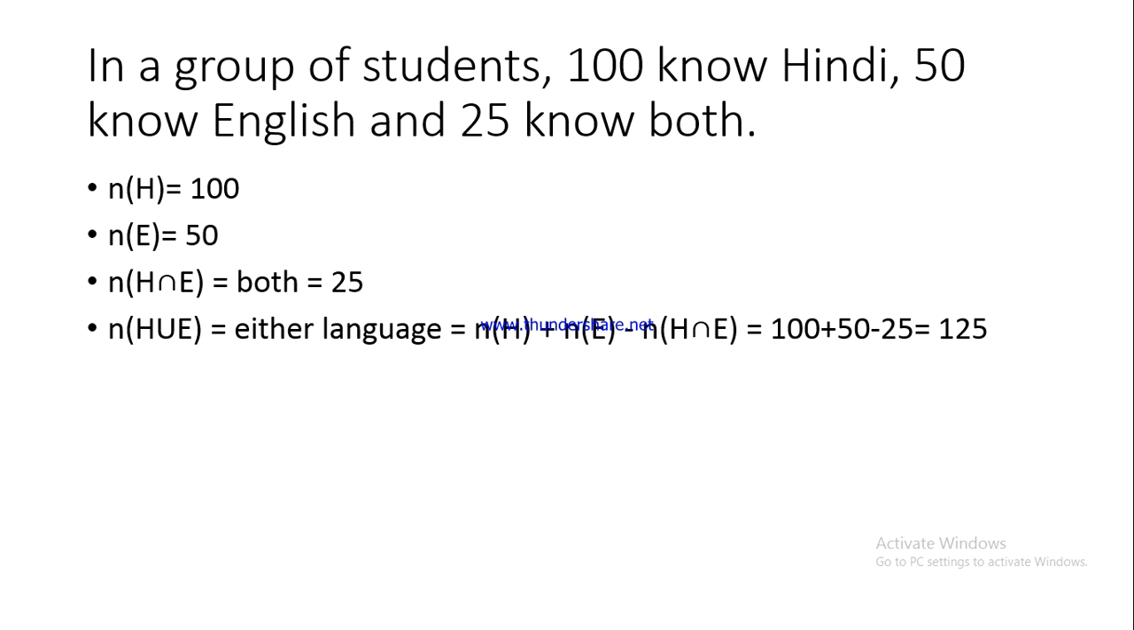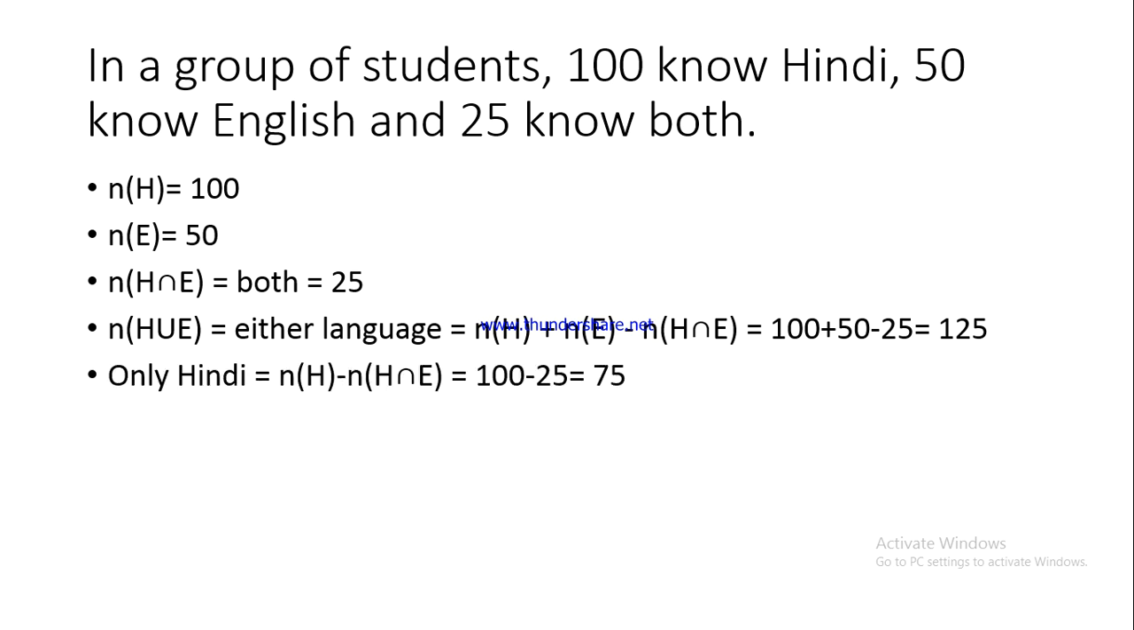This is the total number of students who speak at least one of the languages. They either speak Hindi or they speak English, or possibly they can also speak both the languages. So at least one language they know, and this way we'll get the number of students who can speak either language is equal to 125.